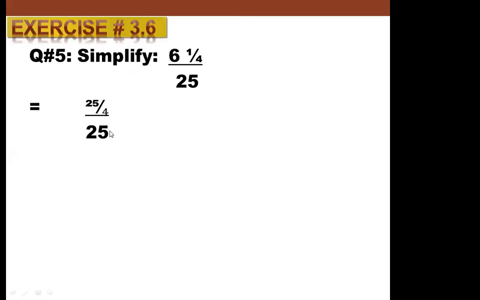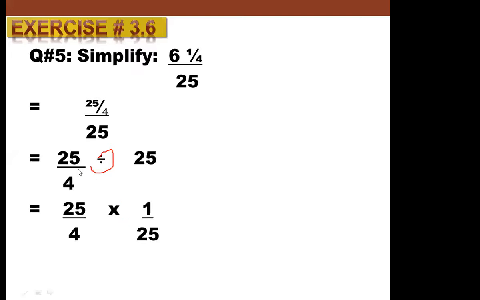In the next step, simply you will write it down in this way. Simply you will write 25 upon 4 divided by 25. Where did this divide come from? From this sign. So this is the way to write it down in the simplified way. Now here you have the sign of division. You will convert it into the sign of multiplication, just like this. Simply you will write 25 upon 4 multiplied by 1 upon 25. Now simply you will divide this 25 and 25 by 25.